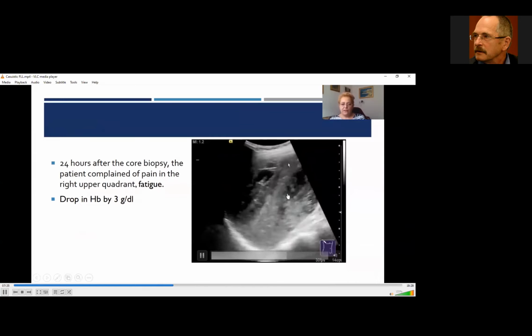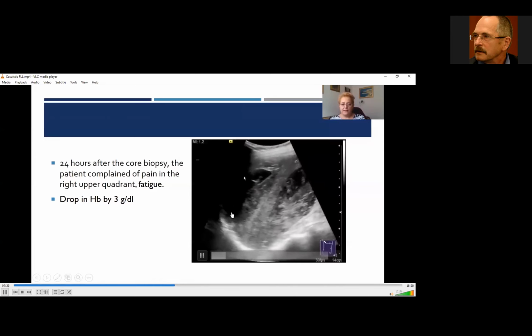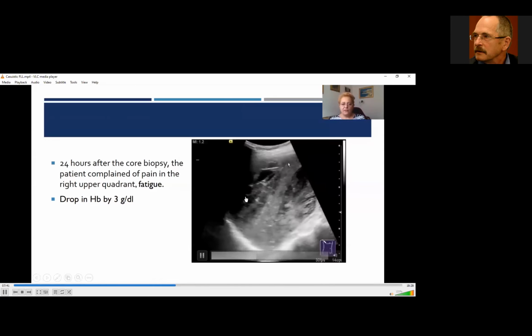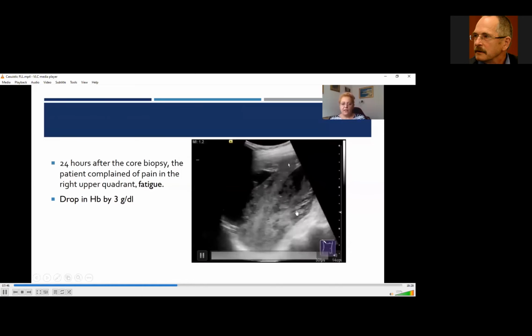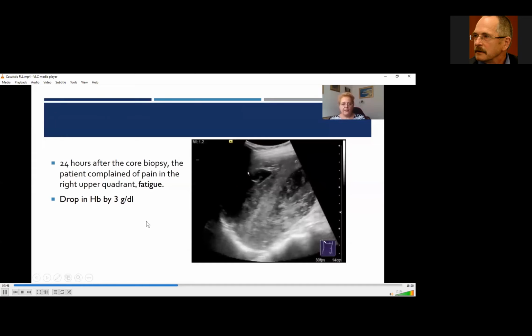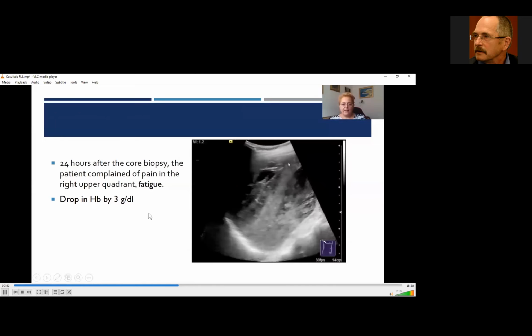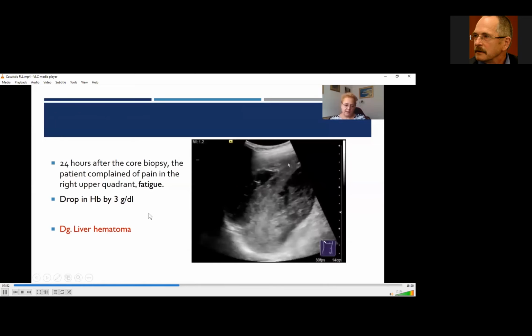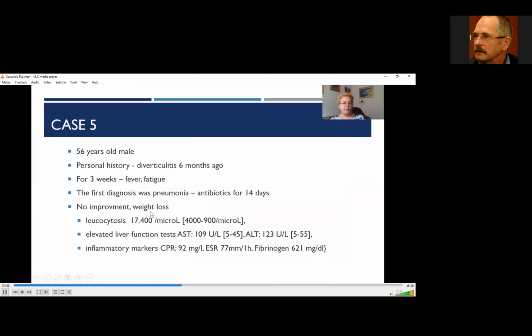And this is what we found in ultrasound. You see this one and the second lesion, inhomogeneous lesions with an anechoic content and also an echoic content. And based on the clinical data and the ultrasound aspect, we suspected a liver hematoma, which was later confirmed by other imaging methods.